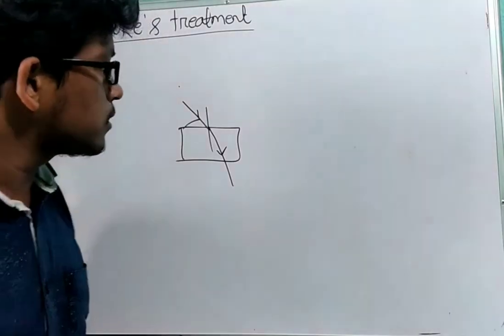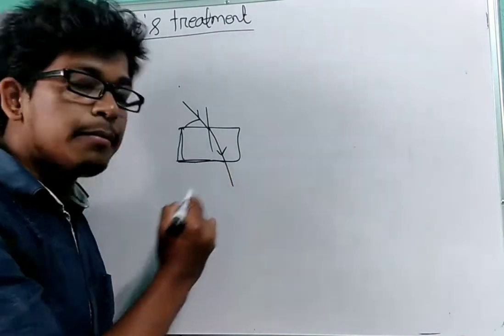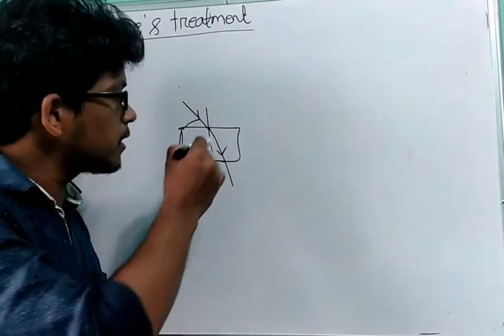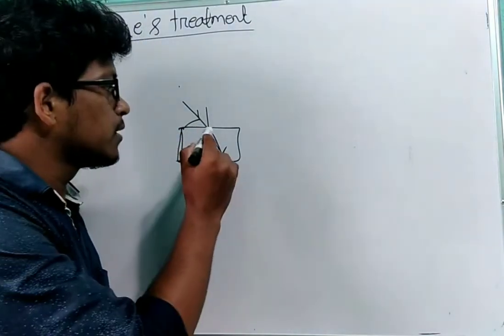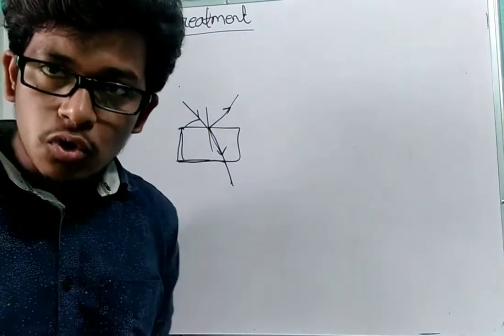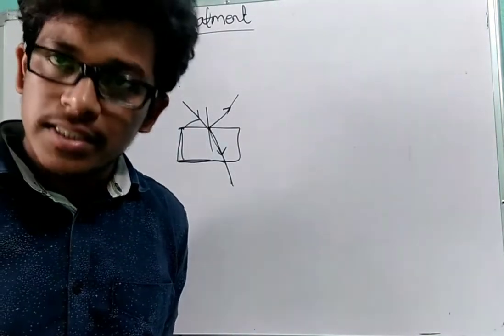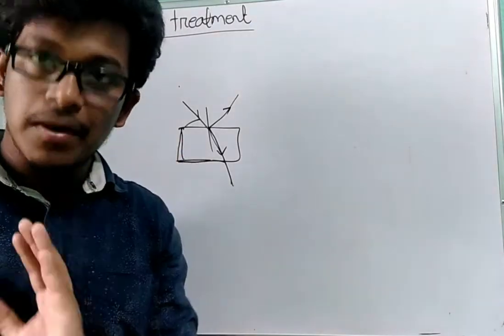So guys, suppose this medium is transparent. Transmission is taking place, but there is also partial reflection. There is a principle called Stoke's principle, or Stoke's treatment. We'll see how this gives us the amount of reflection.